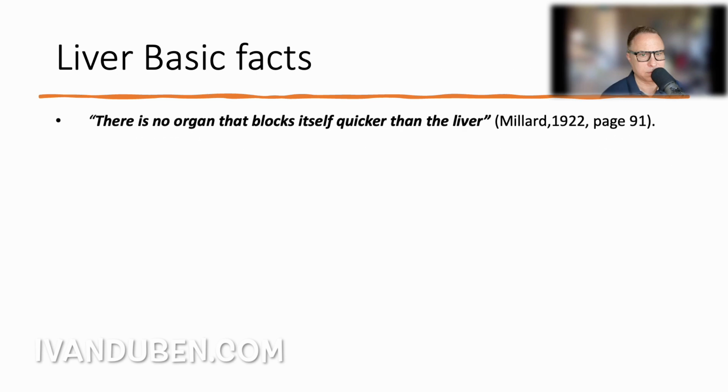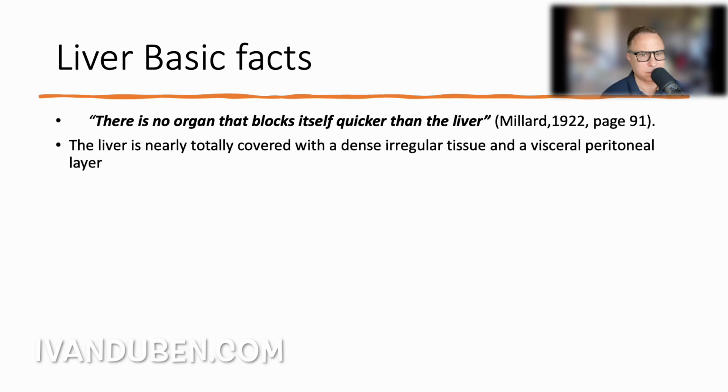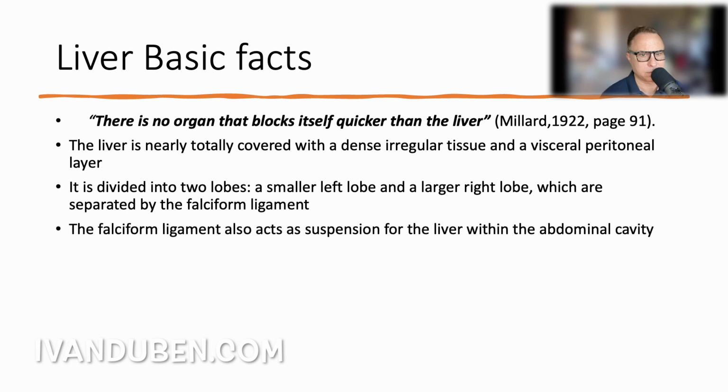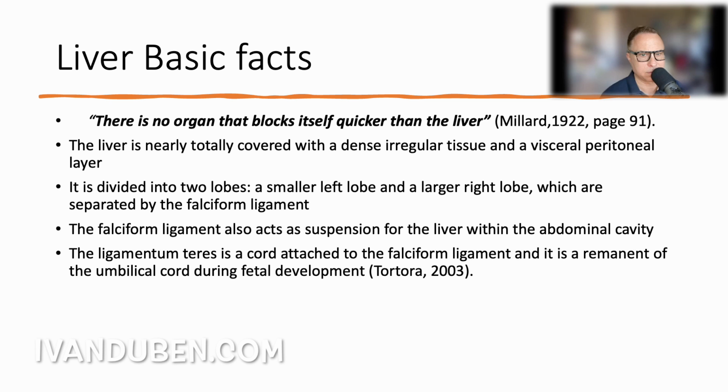There is no organ that blocks itself quicker than the liver. That's coming from Millard. The liver is nearly totally covered with a dense irregular tissue and a visceral peritoneal layer. It is divided into two lobes, a smaller left lobe and a larger right lobe, which are separated by the falciform ligament. The falciform ligament also acts as a suspension for the liver within the abdominal cavity. The ligamentum teres is a cord attached to the falciform ligament, and it is a remnant of the umbilical cord during fetal development.